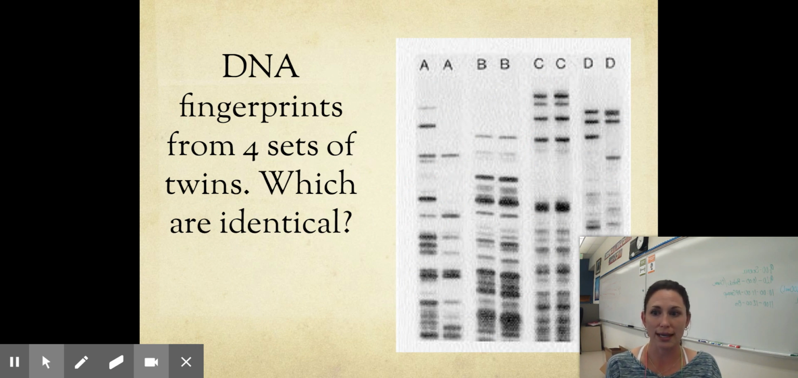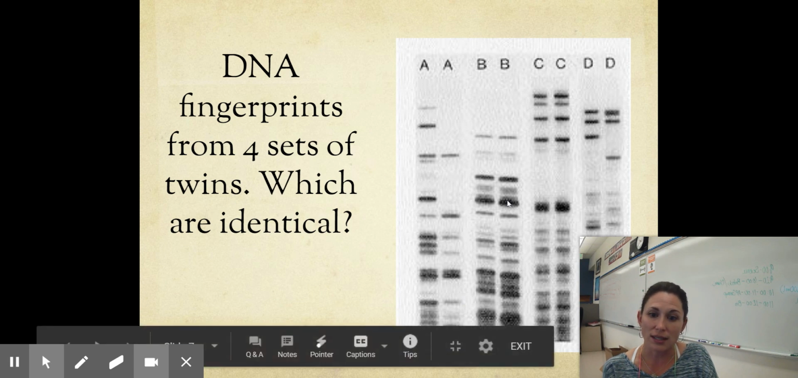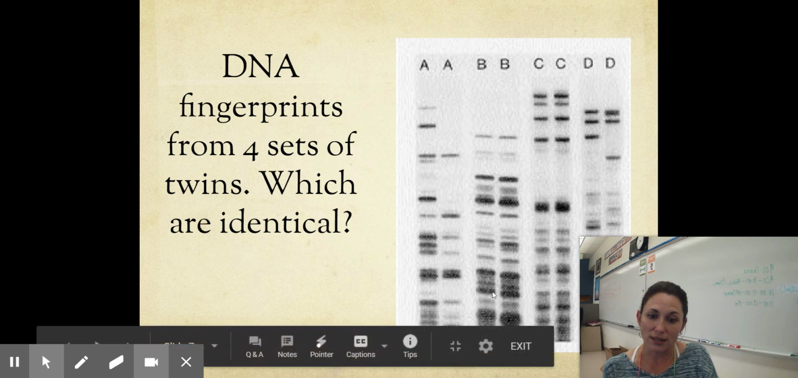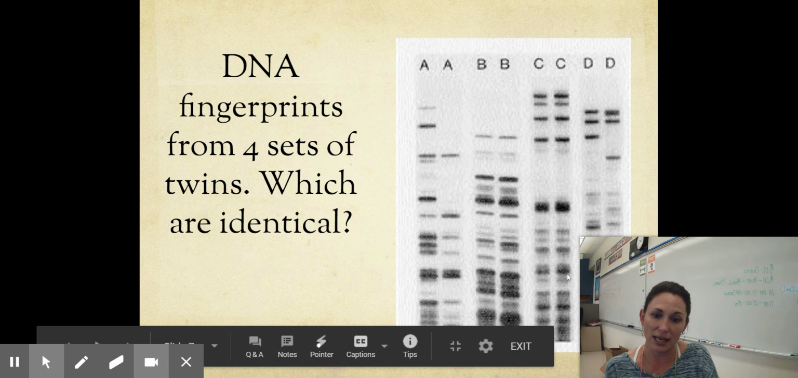Okay, so what does this actually look like? This is a DNA fingerprint set from 4 sets of twins. As you look at these, you should be able to tell which of these twins are actually identical twins and which ones are not. Identical twins will have the exact same banding patterns on the gels that we run. If you look here at these 2 twins, they have the exact same strands in their DNA. And so do the twins in column C. They have the exact same DNA pattern.